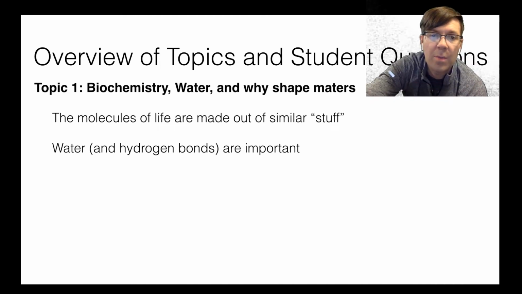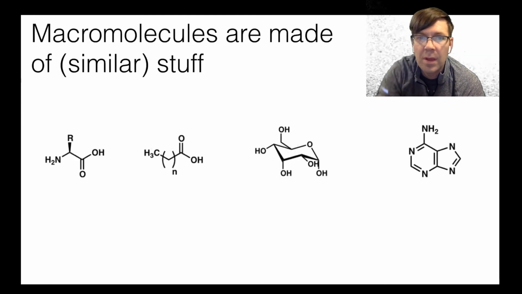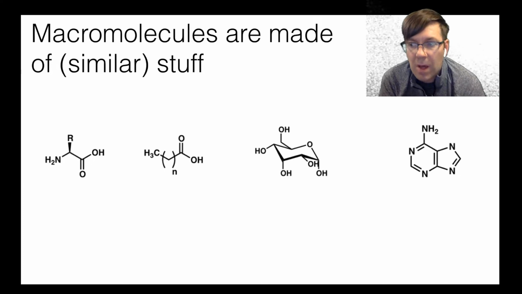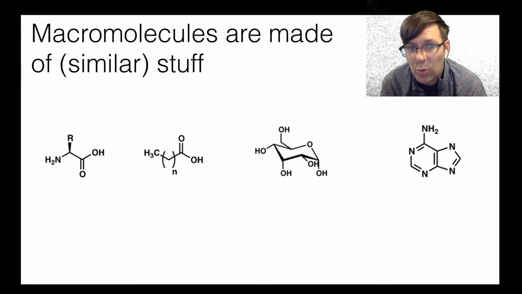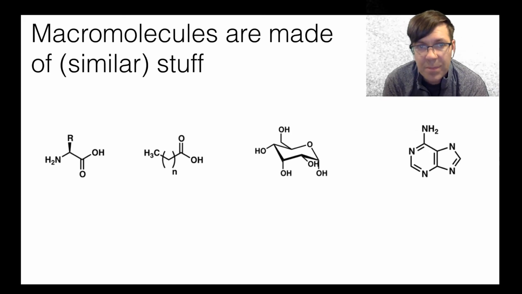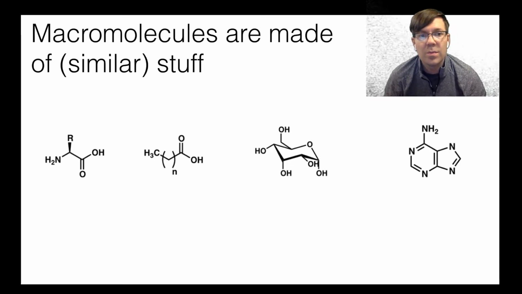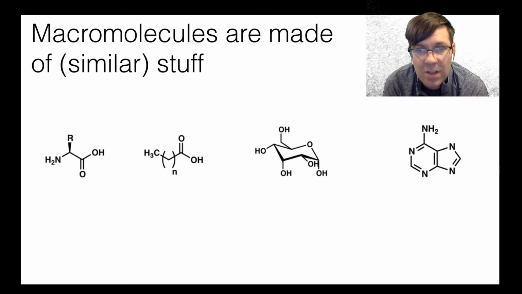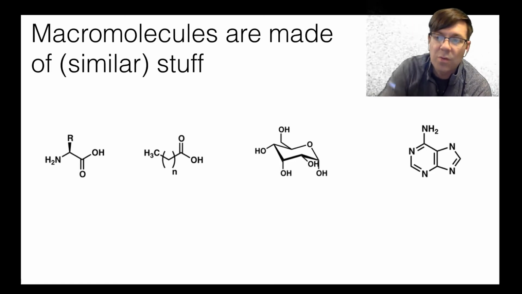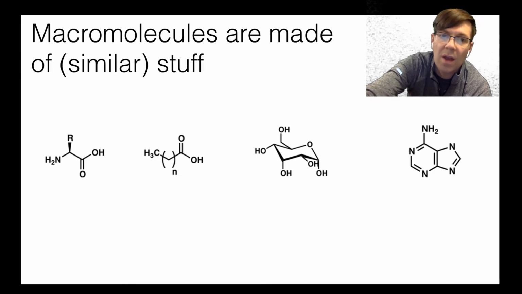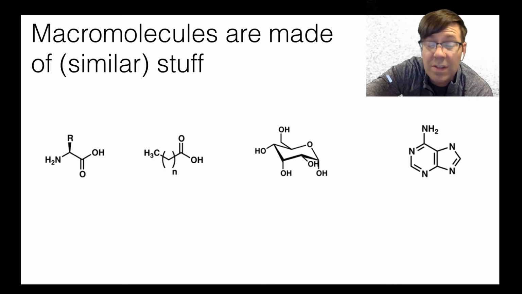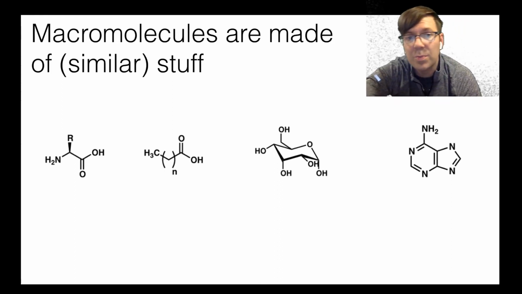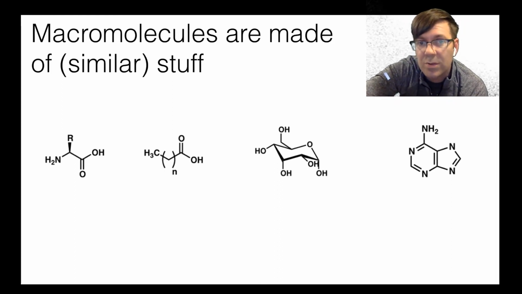All right, starting out with biochemistry and water. If you look at monomers of the big molecules that make life, they look really, really similar, right? So it's carbon with some hydroxyl groups, some OHs on the sides. You see some oxygens, you see some nitrogens. These are really, really similar. Now, you are not expected to memorize these shapes or even these names for the AP Bio exam. You'll be given relevant information and asked to interpret it.